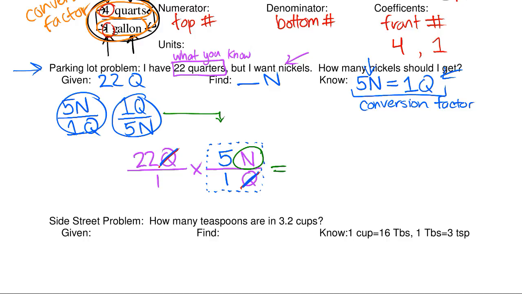22 times 5 is 110. And then we're going to say nickels.